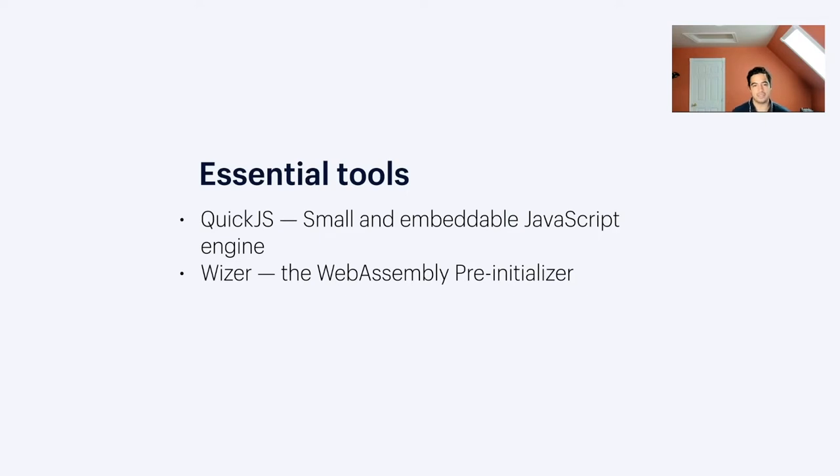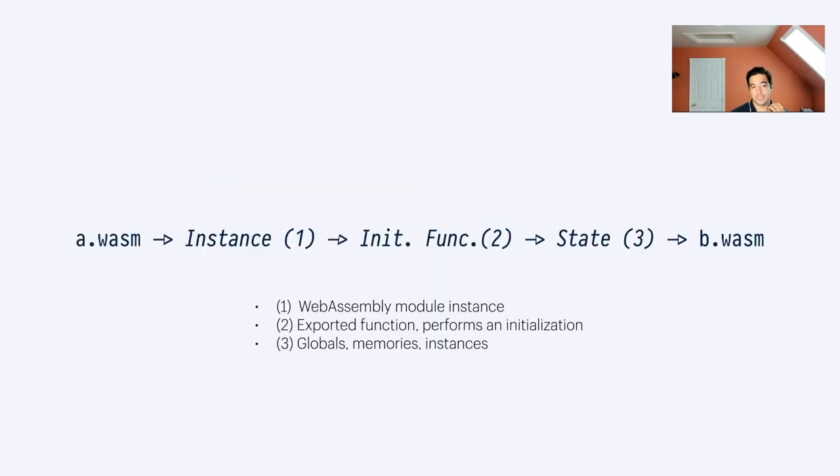The second tool that is essential to make JavaScript work is Wizer, which is defined as the WebAssembly pre-initializer. Wizer is a tool that improves startup latency of WebAssembly modules. The overall idea behind Wizer is to record the state of a module instance and rewrite that state into a new module. So let's take this example.